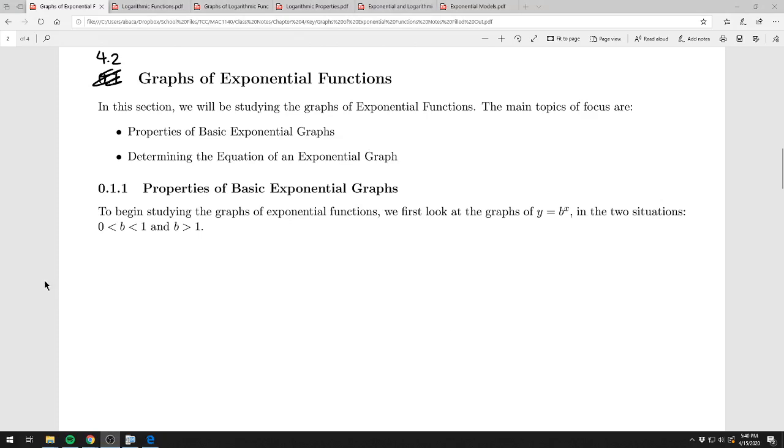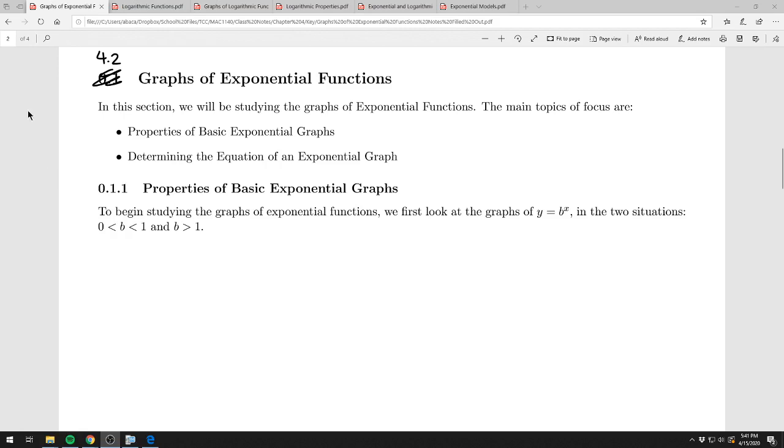This section 4.2 is on graphs of exponential functions. The first section, we will see some properties of basic exponential graphs. There are two different shapes, and we'll do a couple problems with them, varying a couple things so you can see what shapes to look out for, what kind of things are important.